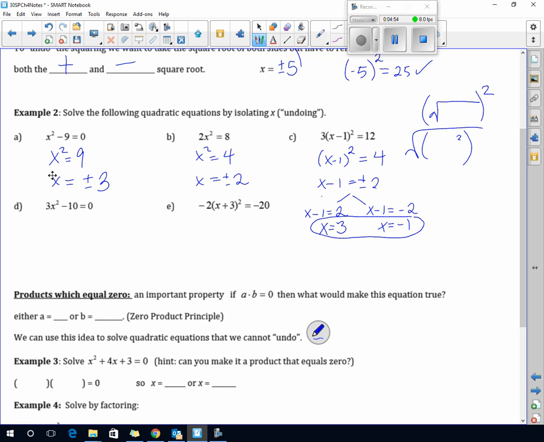We got to move the 10 over. X squared equals 10. I'm going to do it in 2 steps because I might lose somebody if I do it in 1 step here. Divide by 3. X squared equals 10 over 3. What's wrong? Who cares? It's just a number. So now what does x equal? Plus or minus the square root of 10 over 3.